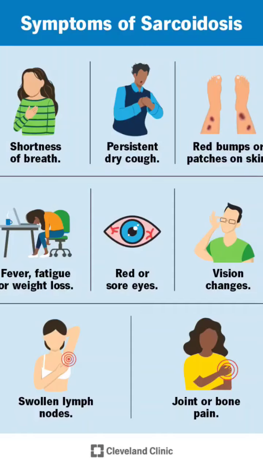ALP levels are raised. Treatment, as mentioned earlier, systemic steroids are used, and topical steroids are used for the ocular manifestations. And in the refractory diseases, we use immunosuppressants like methotrexate and azathioprine. So this was all about sarcoidosis.